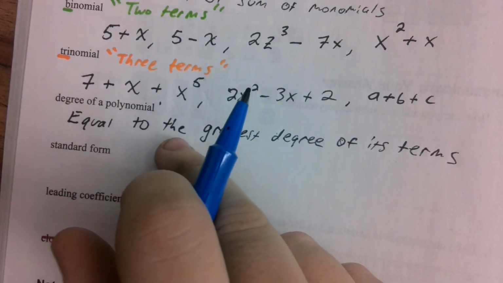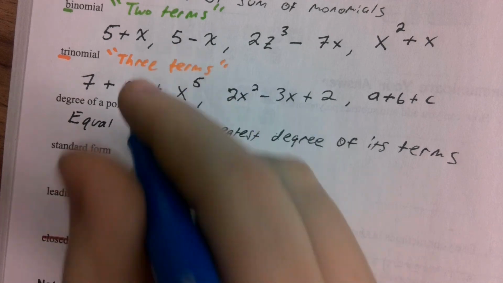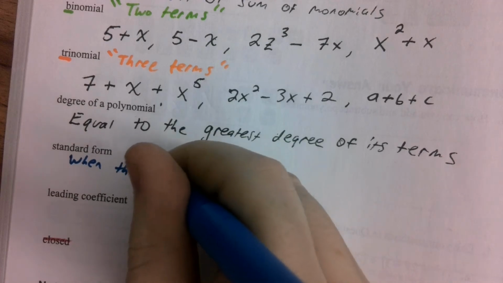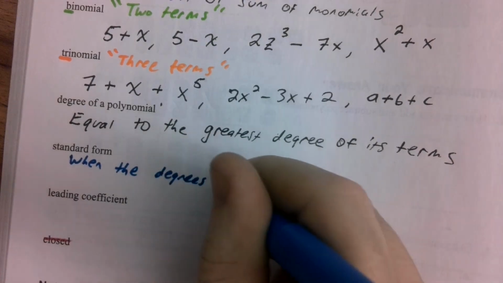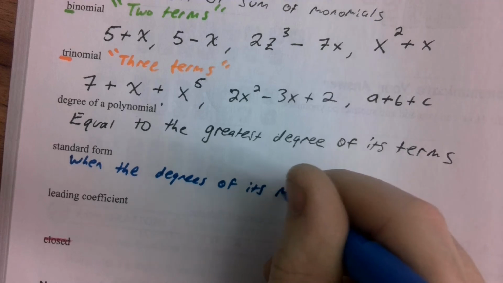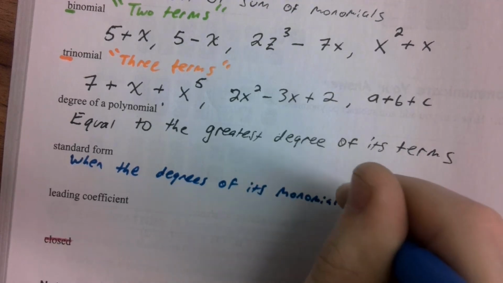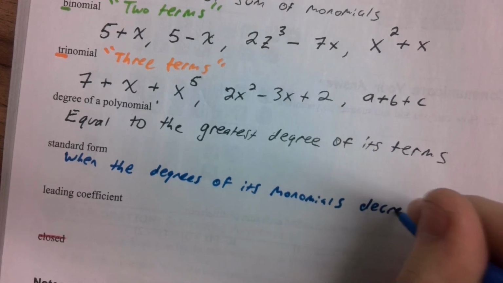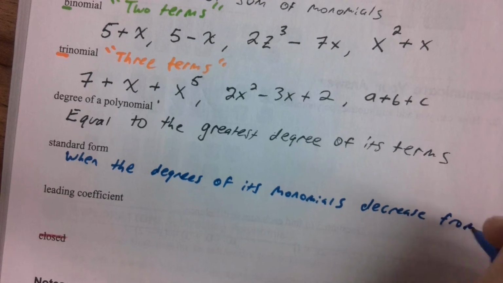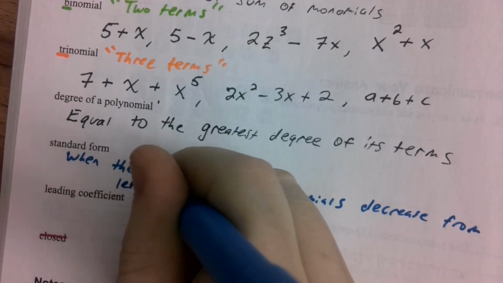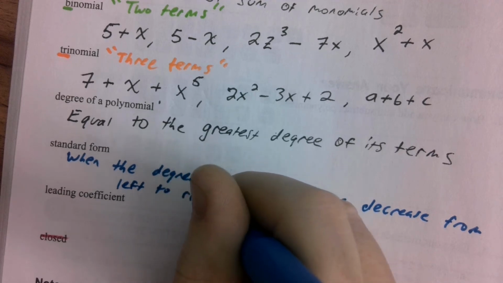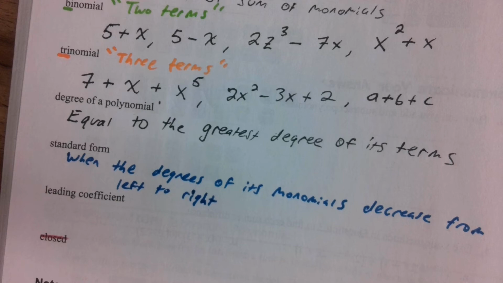A polynomial is in standard form when the degrees of its monomials decrease from left to right. And we primarily only talk about this when we're dealing with polynomials with just one variable in them. That's where we would use standard form.